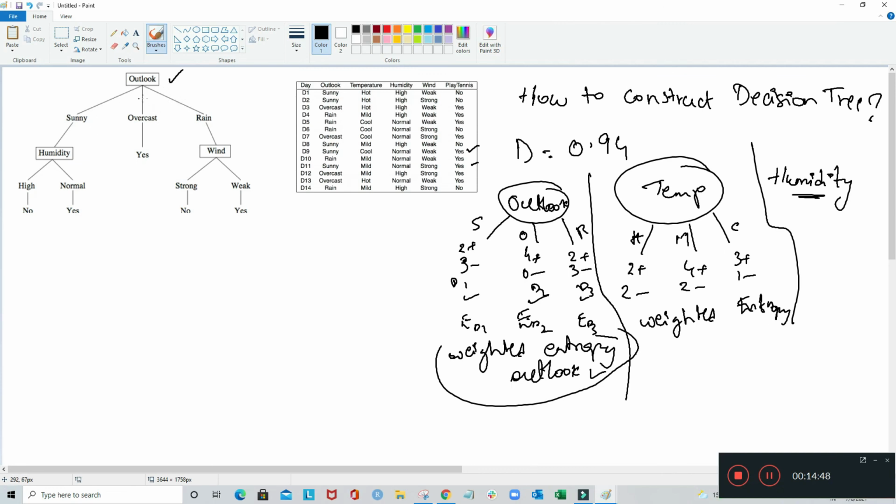Similarly, after the split happens on the parent node, we recalculate the entropies for the other features, say humidity, temperature, and wind. Then if over here wind has the highest information gain, we decide to split on the next level on that feature. So this is how the decision tree algorithm works internally.